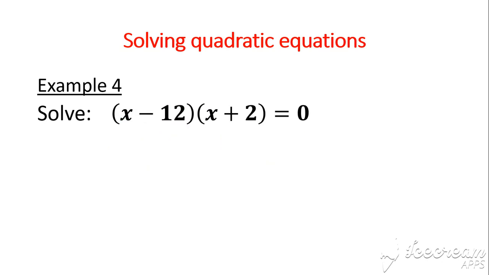Right, let's look at example 4. Let's solve x minus 12 times x plus 2 is 0. So x minus 12, the solution is positive 12, because 12 minus 12 makes 0. And if I have an x plus 2, my solution is minus 2, because minus 2 plus 2 makes 0. So my two solutions are 12 and negative 2.